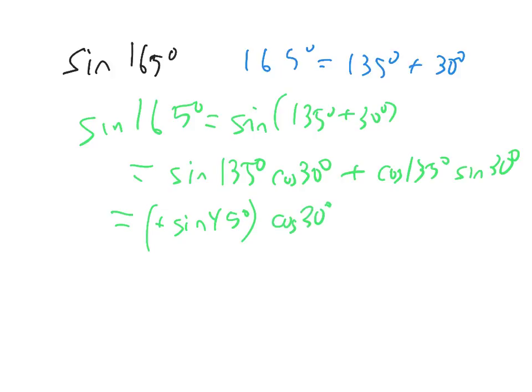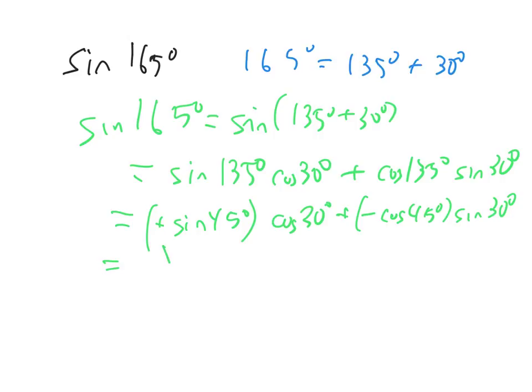And likewise, cosine of 135 is going to be minus the cosine of 45, again, same reference angle, sine of 30. We get the minus on the cosine because we're in second quadrant where cosine is negative. But all of these are trig functions we know via that chart. Now we can start substituting in.